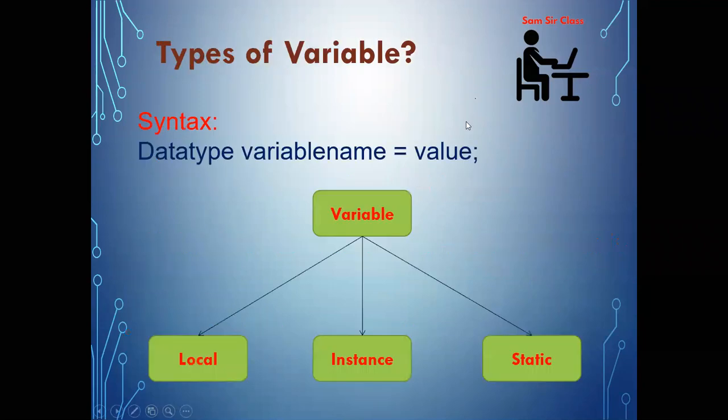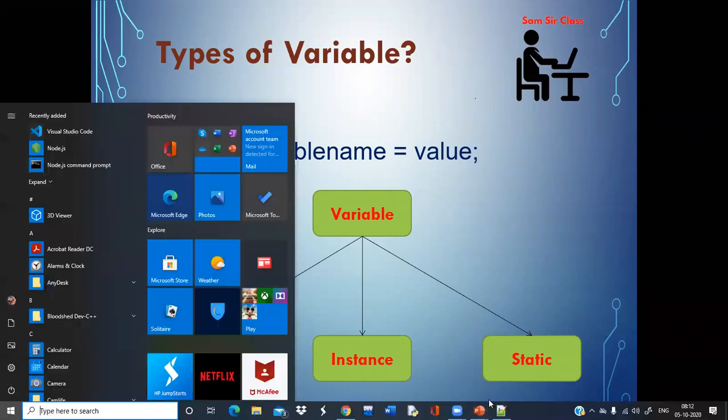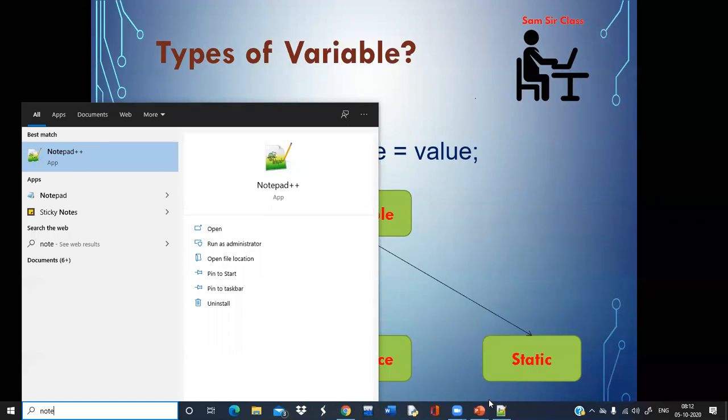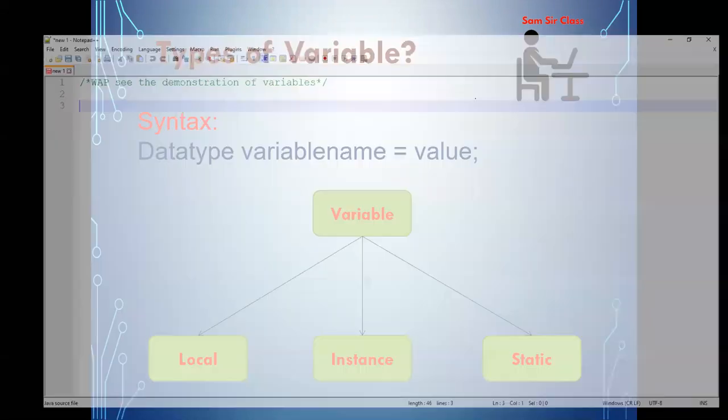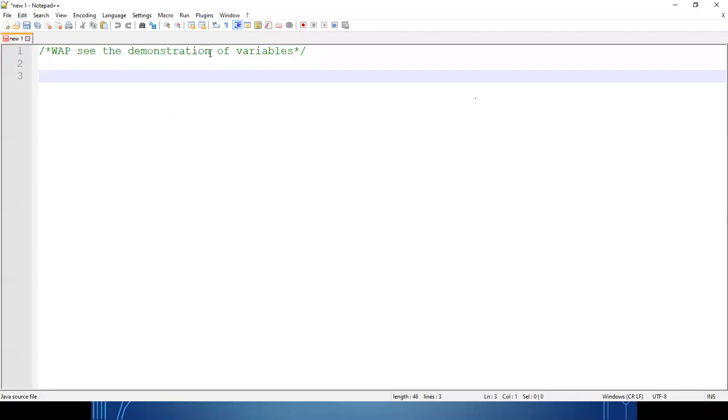Now if you see the different types of variables, there are three types. One is the local variable, the second is the instance variable, and the third is the static variable. Clear? Now let's see through an example why three different types of variables are actually required. Now let's define a class.